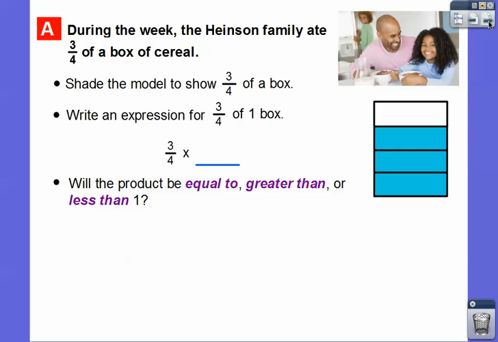All right, so write an expression for 3/4 of one box. Well, remember in math, of means multiply, so 3/4 times 1 would be the expression for 3/4 of 1. So will the product be equal to, greater than, or less than 1? Well, if this represents one whole box, then this shaded part is definitely less than the whole box. So I'm saying less than.